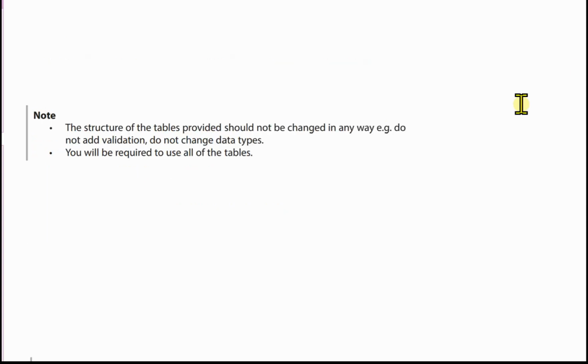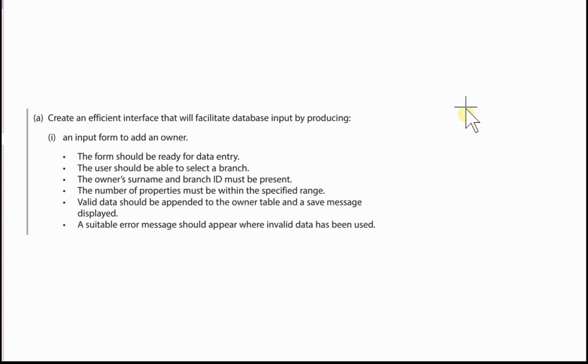And as usual, we have the note. The structure of the tables provided should not be changed in any way. For example, do not add validation or do not change the data types. You will be required to use all the tables. As usual, with this Part B exam, there are two forms to be created. The first one is a straightforward input form requiring some validation of the input and use of macros to validate the input. Let's have a look at this first form.